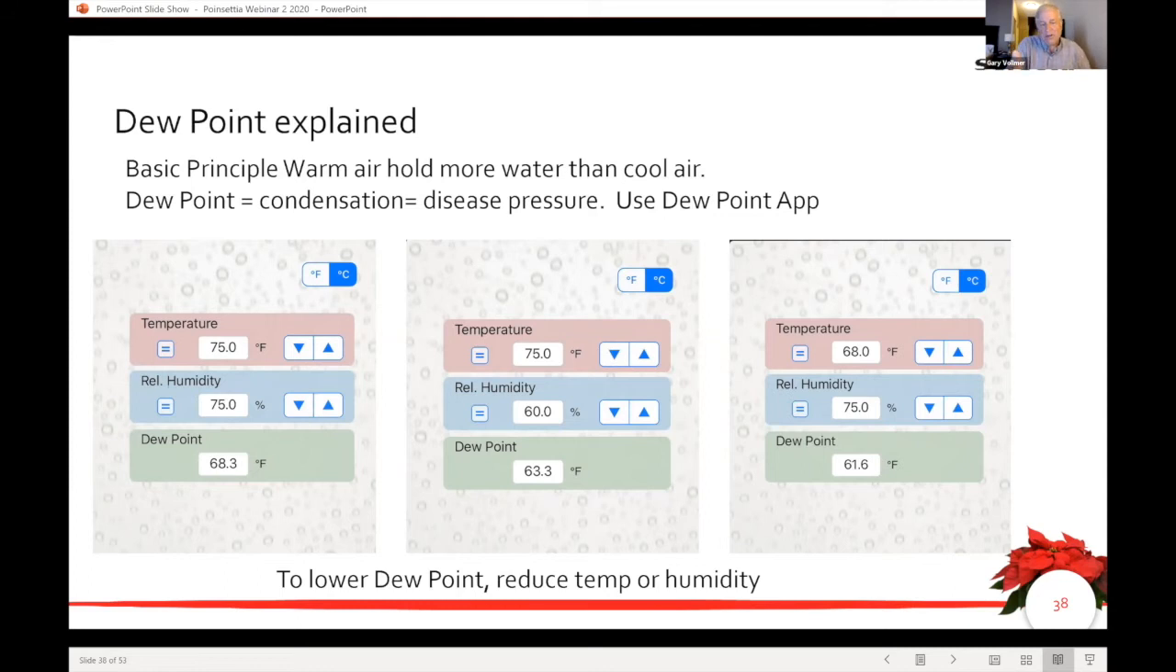So now you look at the middle screen, you can say, all right, I'm going to hold my temperature at 75. I'm going to lower my relative humidity to 60. Now my dew point's down to 63. But now if you go over here and you see how important the temperature is, it has way more effect on the dew point than the relative humidity. You reduce that temperature from 75 to 68 and hold your humidity at 75, the dew point drops down to 61. So if you have environment controls, environment computers, you can set up purges and humidity management to prevent hitting dew point. But dew point is very easy to hit.